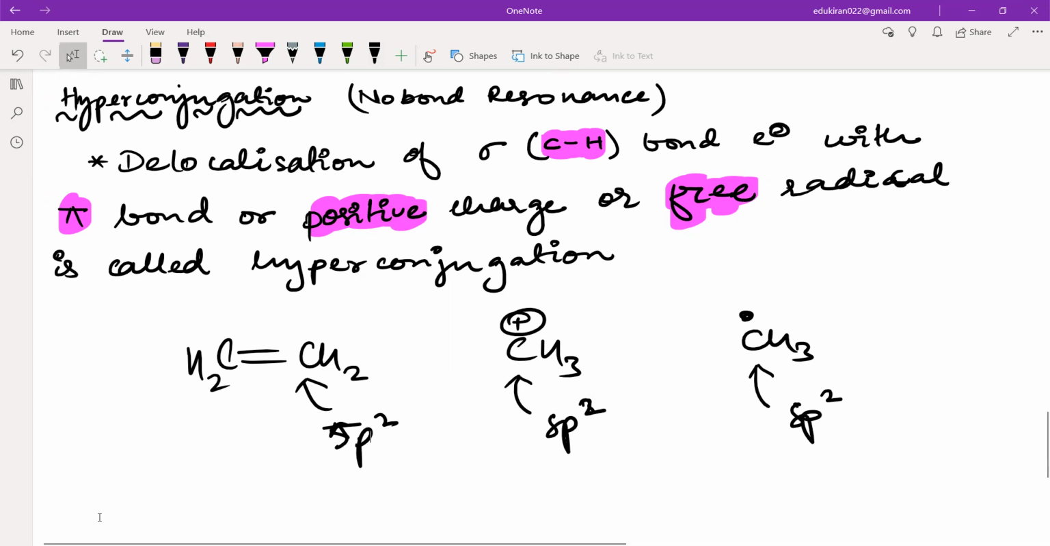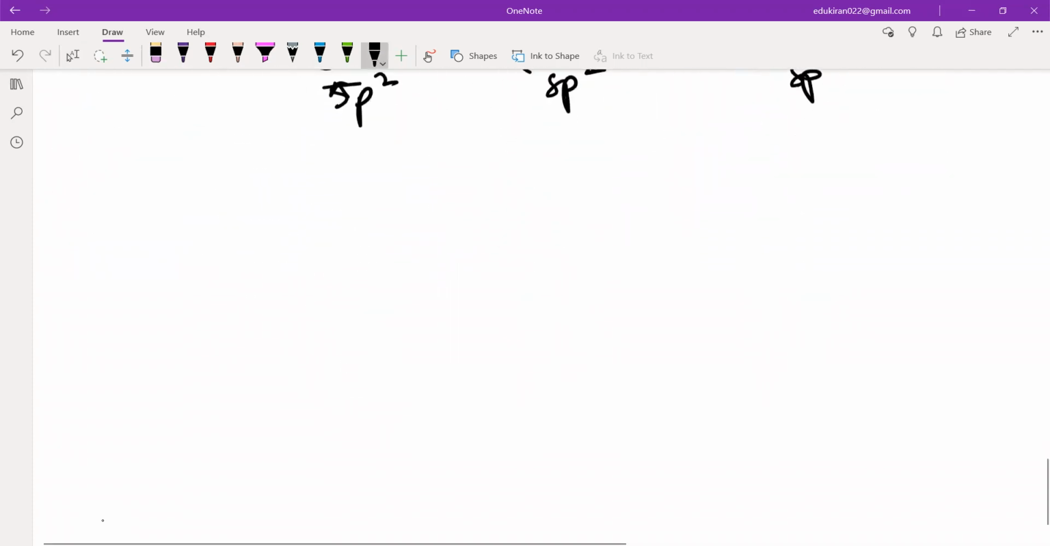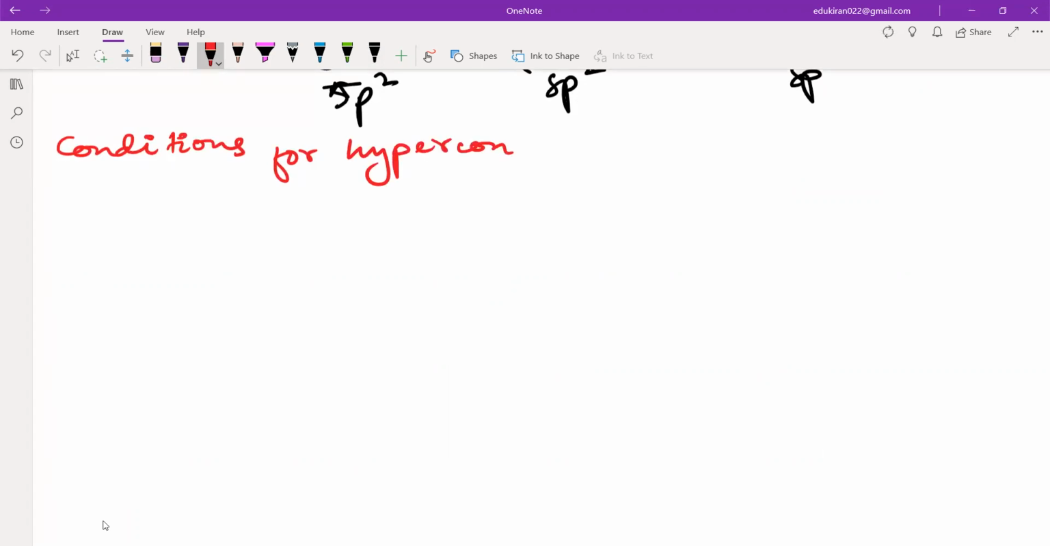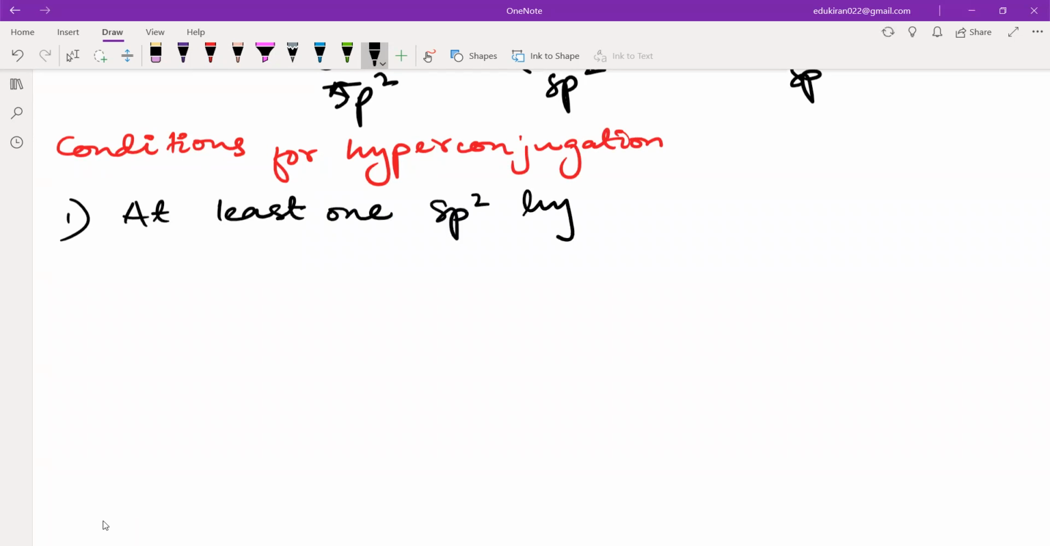Conditions for hyperconjugation. First condition is that there should be at least one sp2 hybridized carbon atom. This is only possible in alkene.